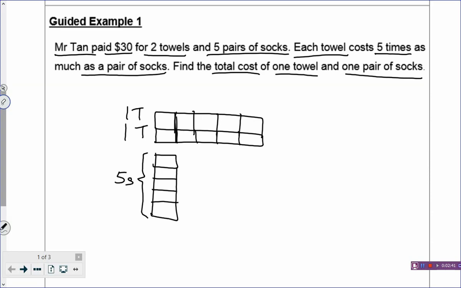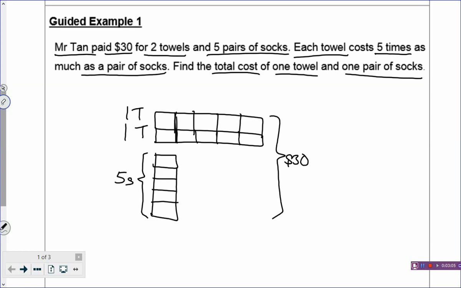Alright, and the money that he paid altogether, which is the sum, the total, you always put the total or the sum at the side. It is a vertical arrow sign. So when you draw a vertical arrow sign, you are finding the total, and that is $30. Alright, so you're drawing out the sentences. Alright, keep reading. Find the total cost of 1 towel and 1 pair of socks.